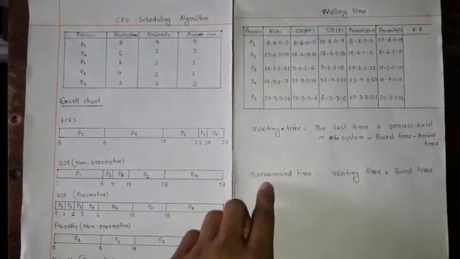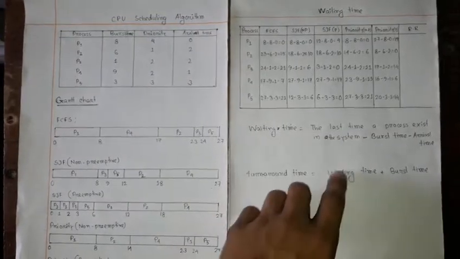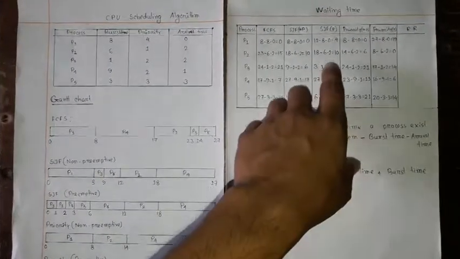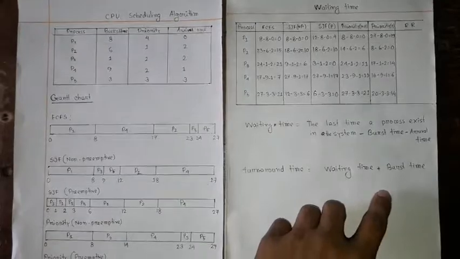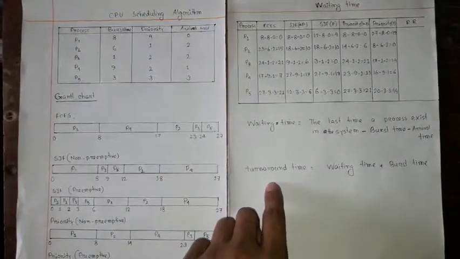Now we'll see the turnaround time. The turnaround time is the waiting time plus burst time. You can calculate the waiting time, and by adding the burst time you can calculate turnaround time.